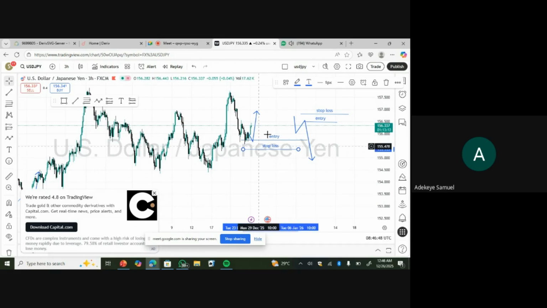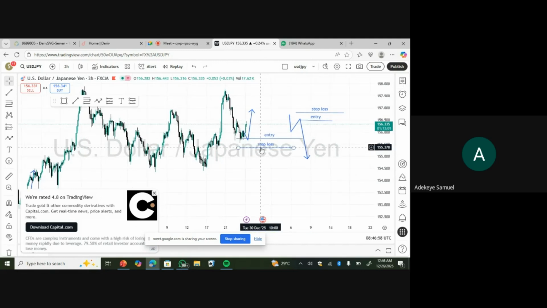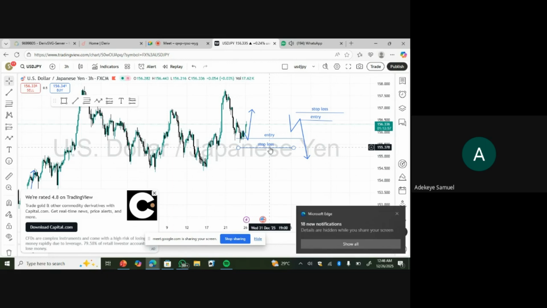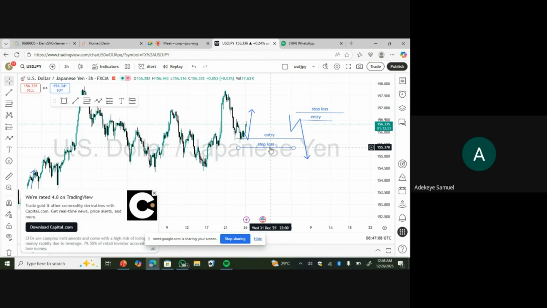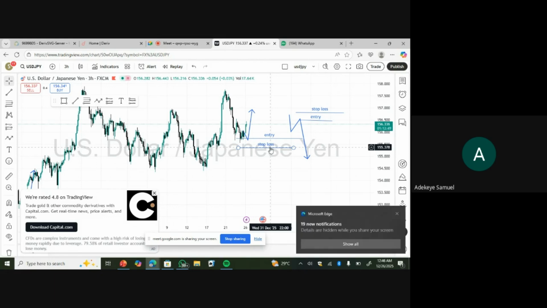Let's say you want to buy USD JPY. Like I said, these are our entry points. You set your stop loss after you have done your analysis. After your analysis, you do everything. Now, you know that this particular level is your resistance zone or support zone, depending on the trend. This is the entry point.